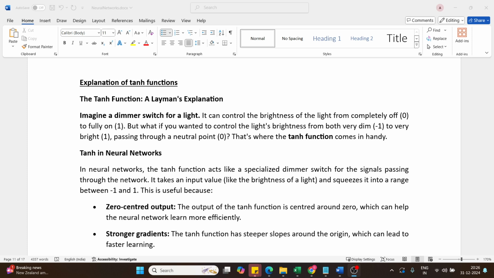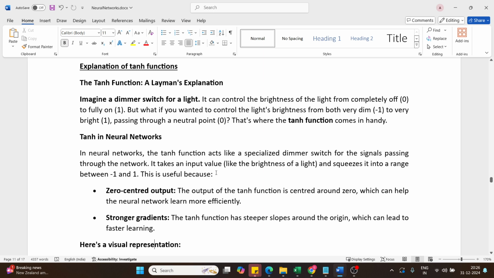Hello and welcome back. In this lecture, we are going to discuss the tanh function, which is an activation function for the neural network. We are going to understand the tanh function from a layman's point of view.